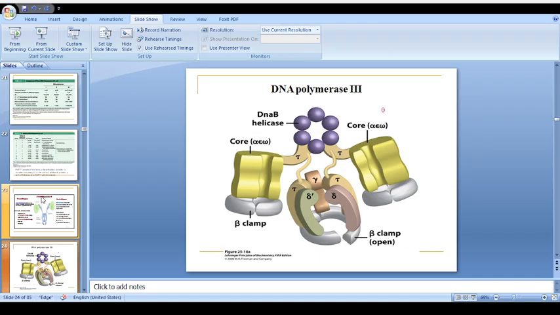The core is made up of alpha, epsilon and omega, and here we can see the beta clamp that is loaded with the help of tau, gamma, delta, delta dash. In the figure we can see the open and closed forms of the beta clamp, which is responsible for binding with the leading as well as the lagging strand, that is, both the strands of the DNA.